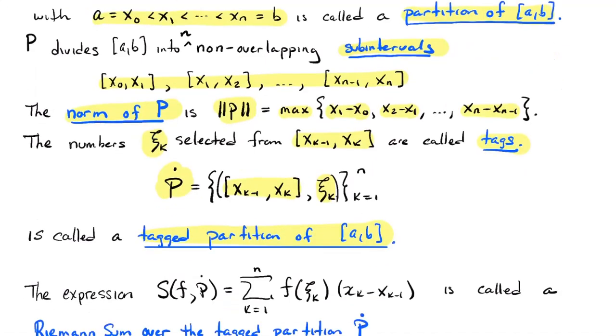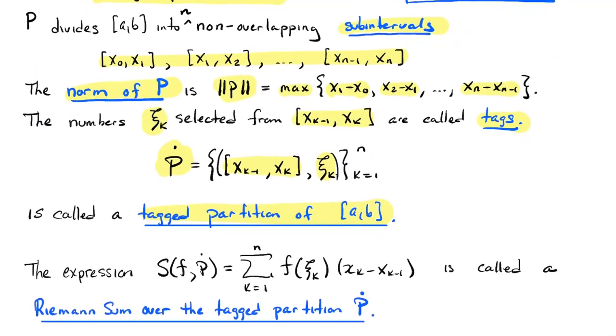Cool. A little more terminology. That sum that we looked at above, where you plug the tags into f and multiply it by the width of the corresponding subinterval and add them all up, that's called a Riemann sum of the tagged partition. I'm going to denote it by S_f(P dot) because that's what it depends on. This Riemann sum depends on the function, it depends on the partition, and the tags that you pick. Those are the quantities that it depends on, and it's called a Riemann sum.